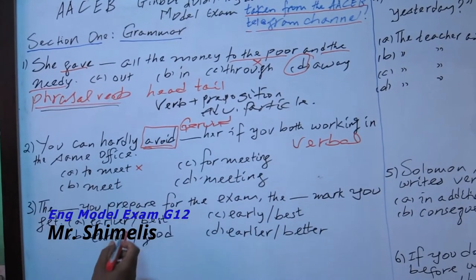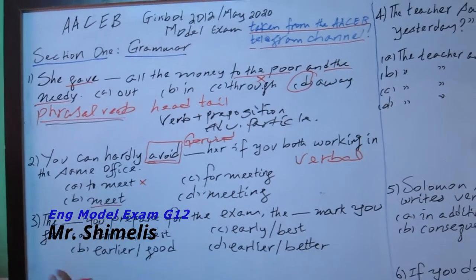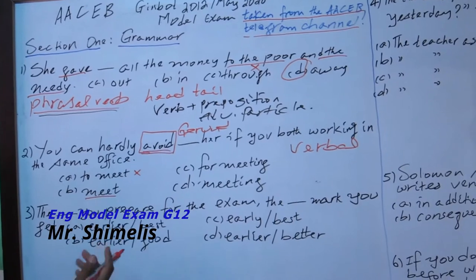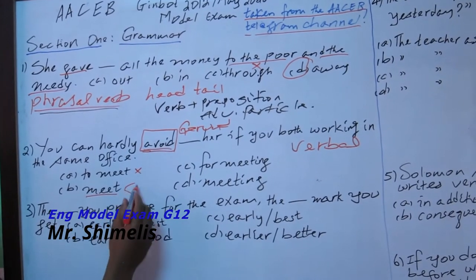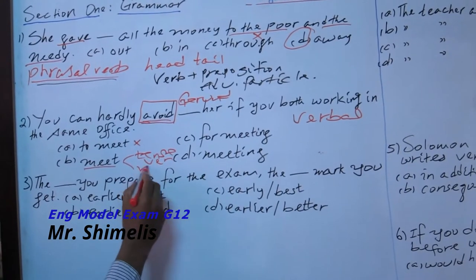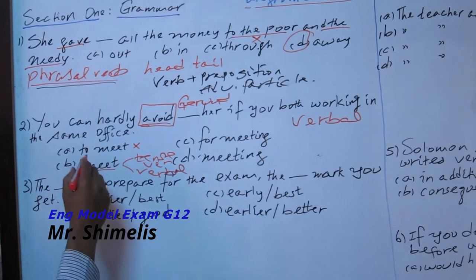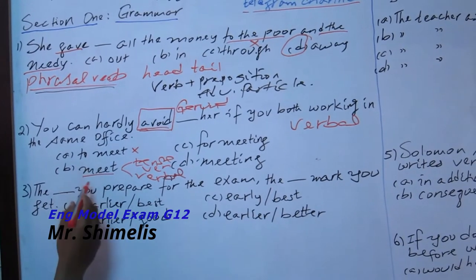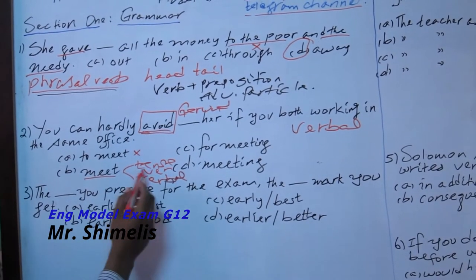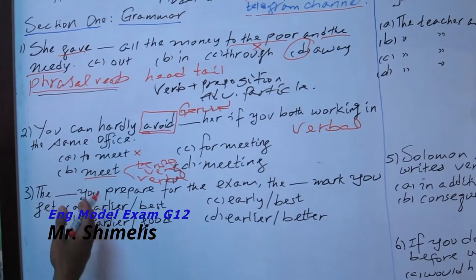So avoid, I mean, to meet is an infinitive. Meet here is both a tense verb and a verbal. When meet is a verbal, it is an infinitive without the preposition to. When meet is a tense verb, it shows time plus number.